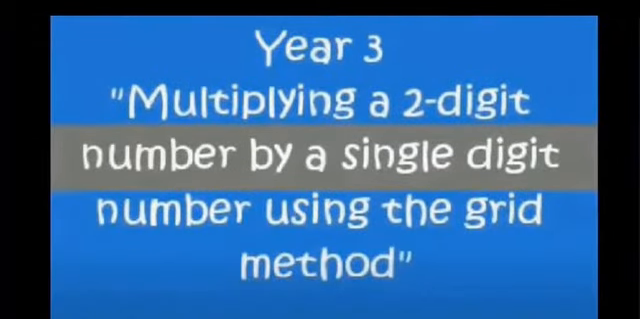This method involves partitioning numbers into tens and ones before they are multiplied. Here in this video, we will see how to multiply a two-digit number by a one-digit number. On the screen, you can see 23 times 4. First, we must partition the two-digit number into its tens and ones. Let's partition 23 into its tens and ones. In 23, there are two tens, which gives us 20, and three ones, which gives us 3.